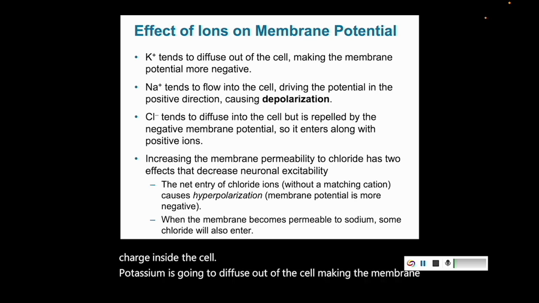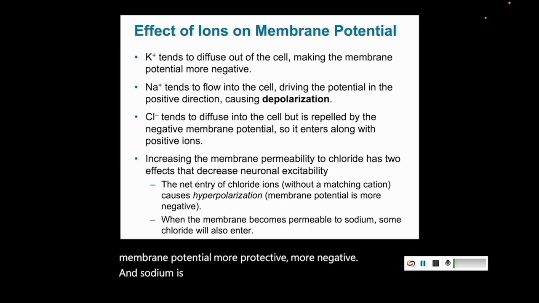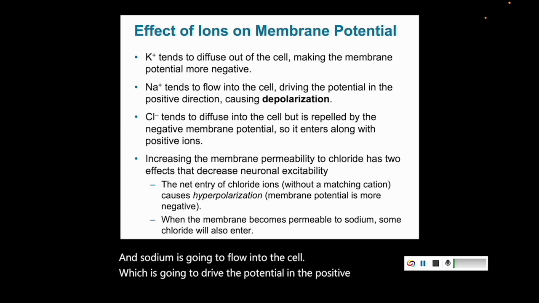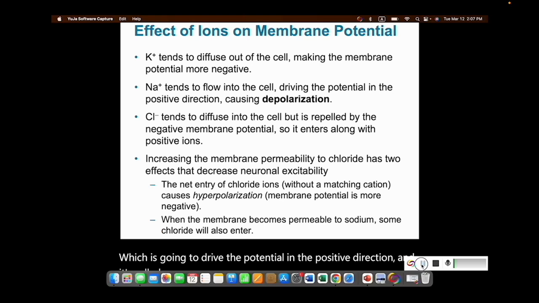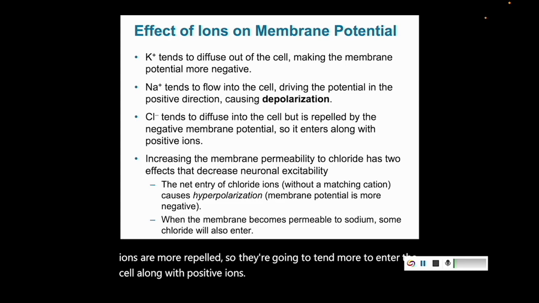Potassium is going to diffuse out of the cell, making the membrane potential more negative, and sodium is going to flow into the cell. That's going to drive the potential in the positive direction. Chloride ions can also diffuse into the cell. But because of that negative membrane potential, those chloride ions are repelled, so they're going to tend to enter the cell along with positive ions.